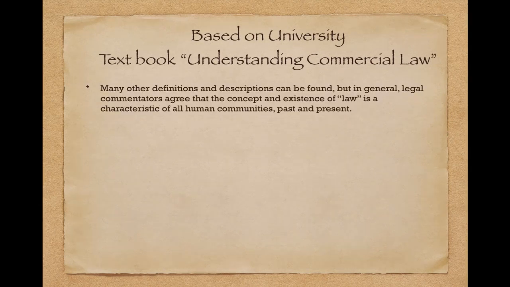Many other definitions and descriptions can be found, but in general, legal commentators agree that the concept and existence of law is a characteristic of all human communities, past and present. This has been going on for thousands of years, folks. We have now luckily reached the age of enlightenment, and we're finding out all the things. I couldn't have found out the things I'm finding out now 5 years ago. The internet is bringing everything out, and hopefully this will raise your awareness to a higher level.